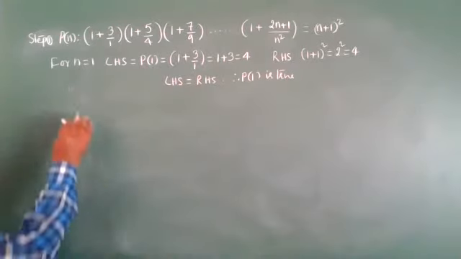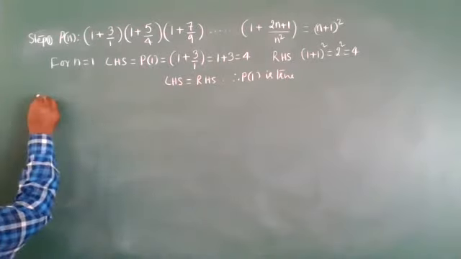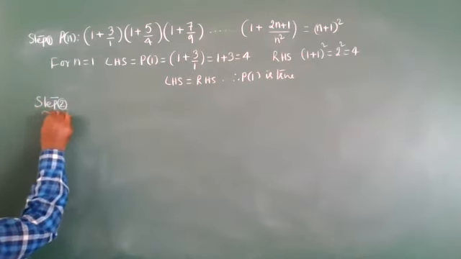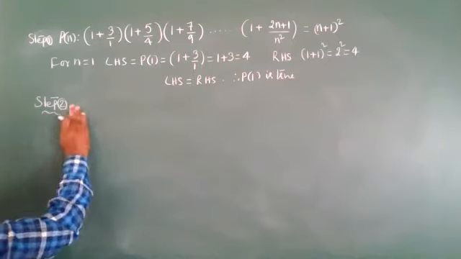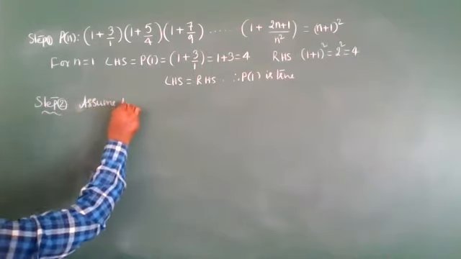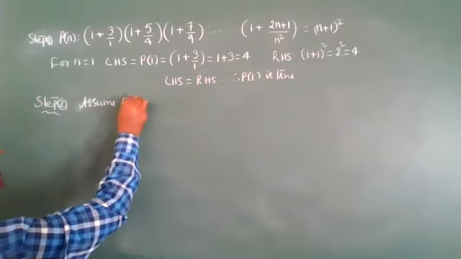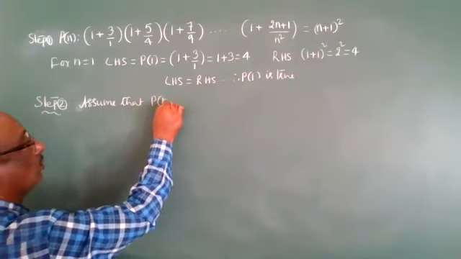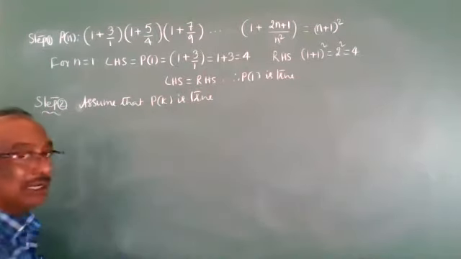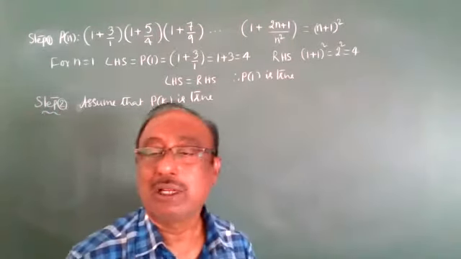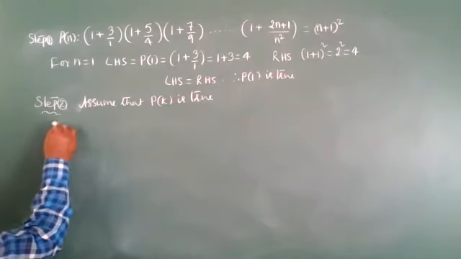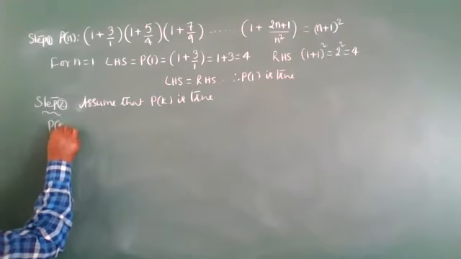Same. Step 2. Write down the step 2. Assume that P of k is true. Now write down in bracket of multiplications. First bracket, P of k.